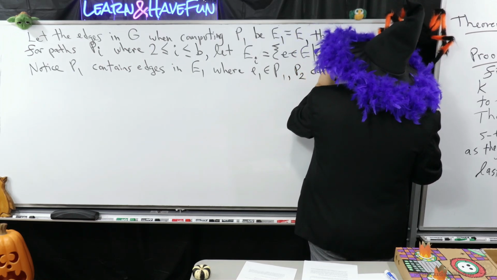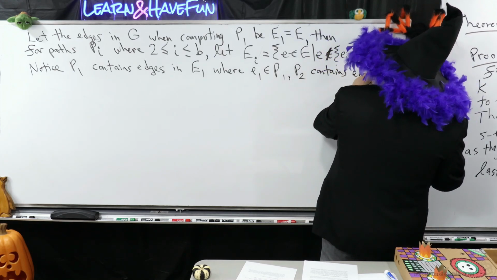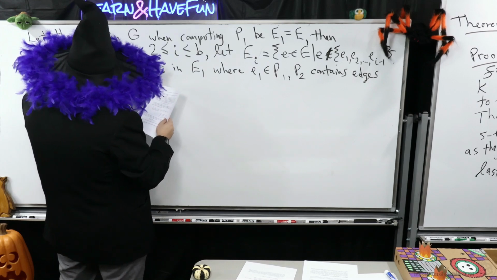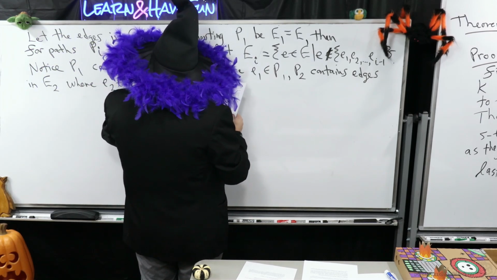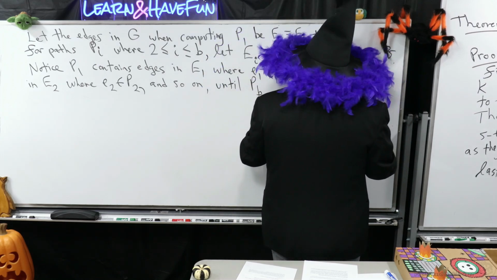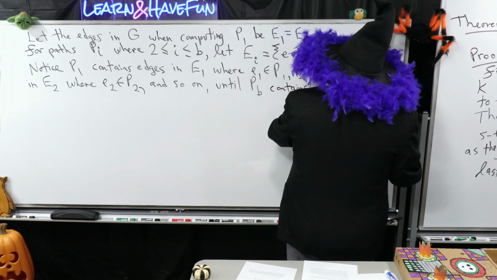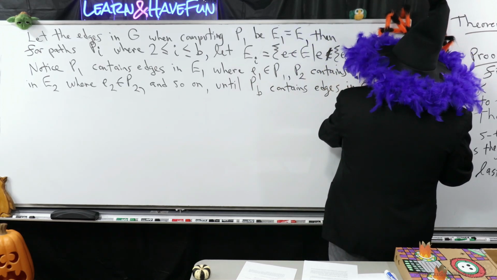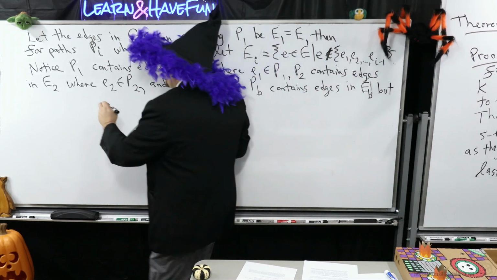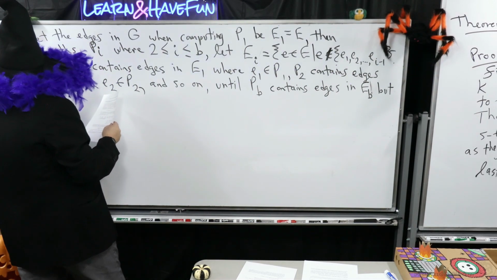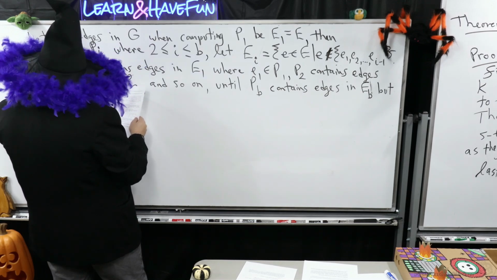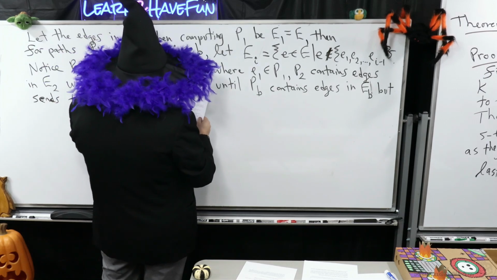P2 contains edges in capital E sub 2, where the second trap edge encountered is in P2, and so on, until path PB contains edges in capital E sub B, but sends the traveler to T successfully, right?